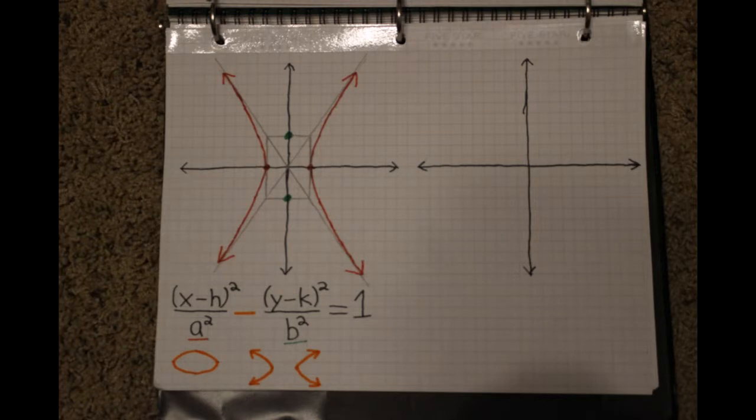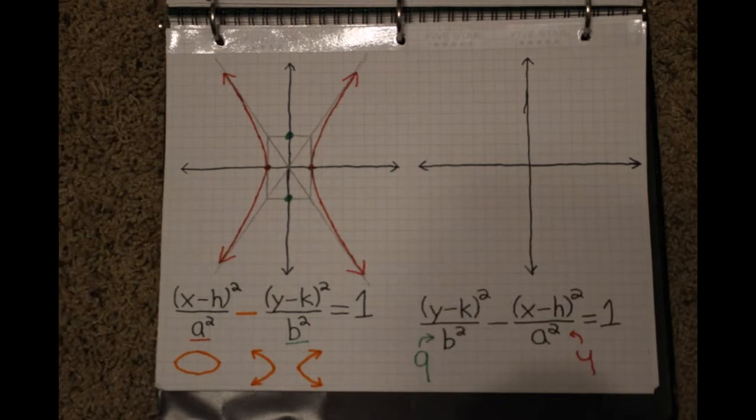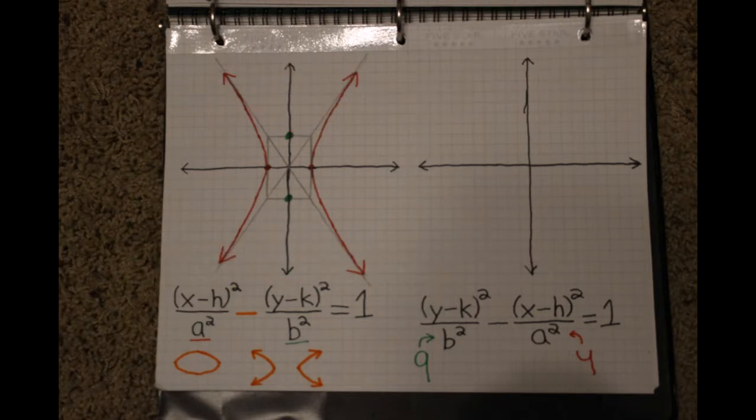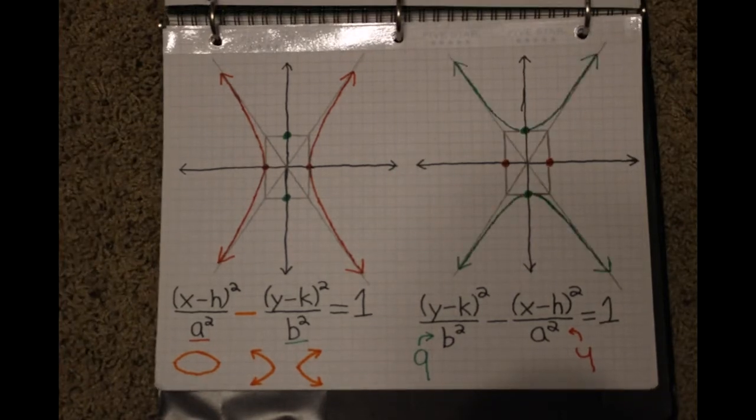There's an interesting thing that happens when you switch around the hyperbola equation. As you can see, this wouldn't do anything for a circle or ellipse, because it's a plus sign in the middle, so switching the order doesn't make any difference. But for a hyperbola, if you switch them, you end up with a totally different hyperbola. Now, as opposed to expanding outward, it expands upwards and downwards. In other words, it opens in the y direction as opposed to the x direction.